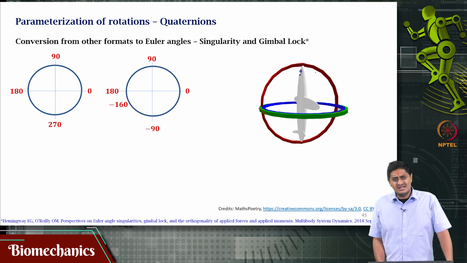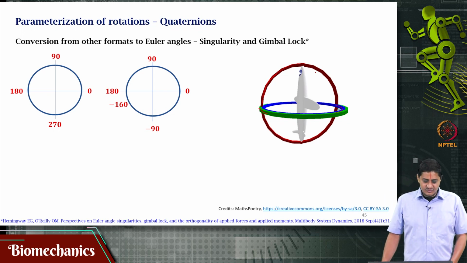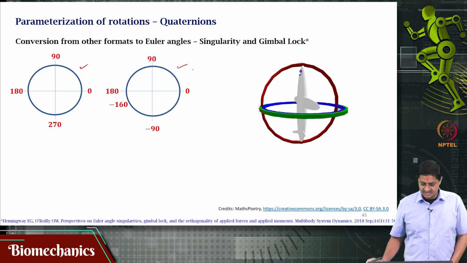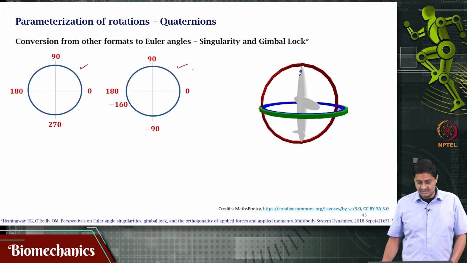So, this is the famous problem of gimbal lock or singularity. This is a relatively advanced concept, somewhat difficult to understand and synthesize, so do spend some time reading about this. Sometimes when we use coordinates as 0, 90, 180 and 270 in one case, and in the other case I am using 0, 90, 180 and minus 90 on the other side.